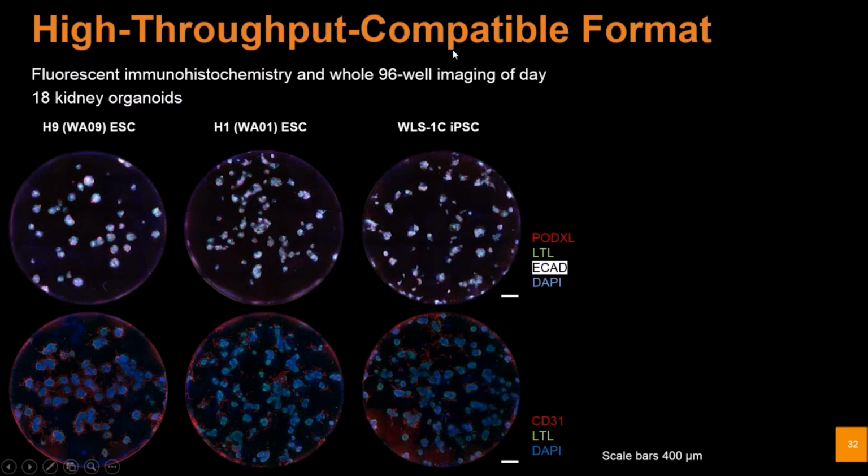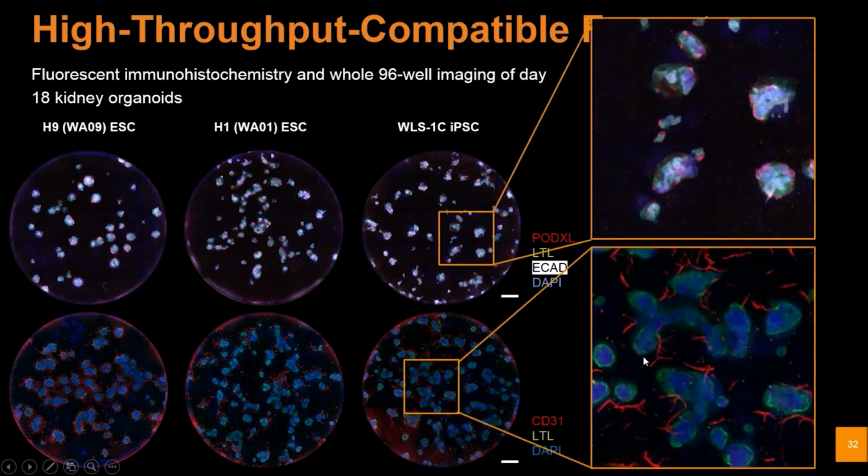Organoids derived with the STEMdiff kidney organoid kit are compatible with high throughput formats. As you can see here, we show a very nice picture of a 96 well plate in which kidney organoids have been differentiated from 3 different cell lines. And you can appreciate the number of different organoids generated per well, plus the endothelial cells that are surrounding the specific structure of the kidney cells.